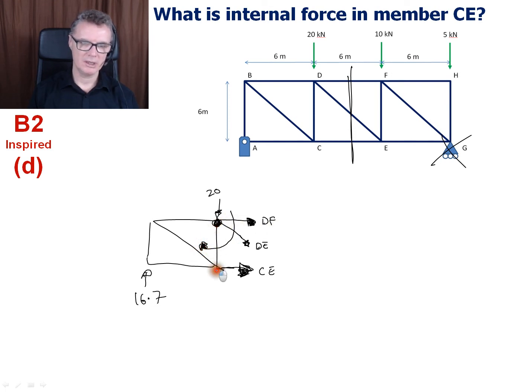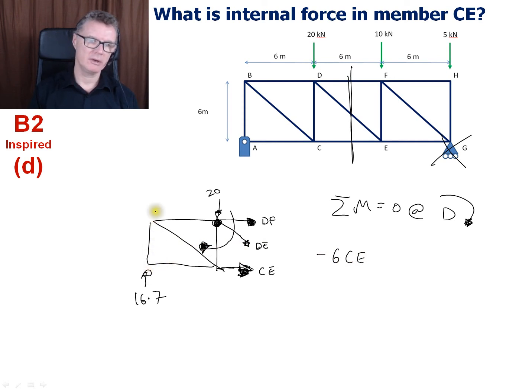So from here to here is how much? 6 meters. Taking moments at D. So it's going in the wrong direction of my arrow. So that would be minus 6 times CE. This one here is actually going in the right direction of my arrow. So what's the distance from here to here? I'm going to transpose this force. Imagine it flies up to this point here. And then it's giving me a nice right angle. And it's 6 again. So that's straightforward.